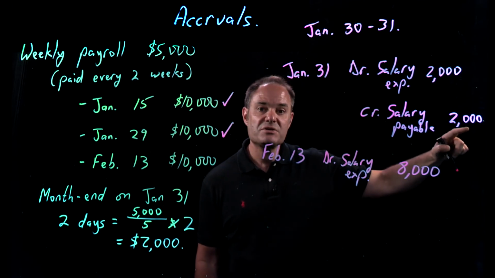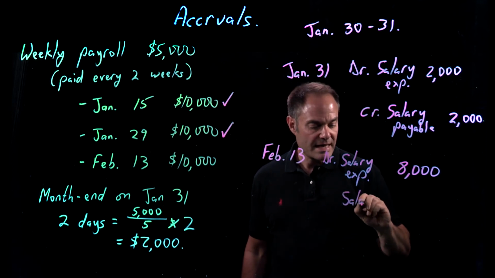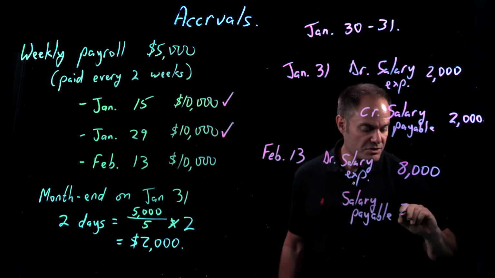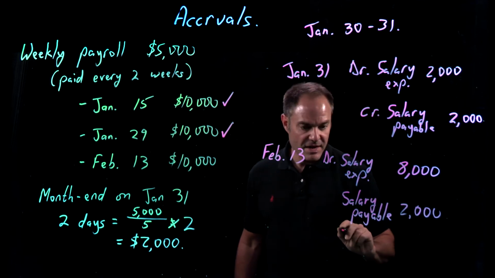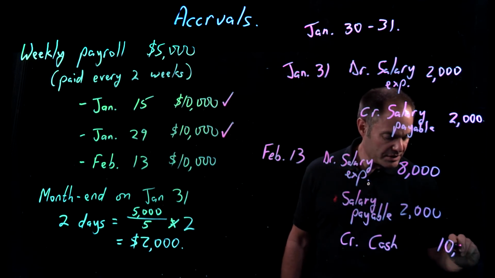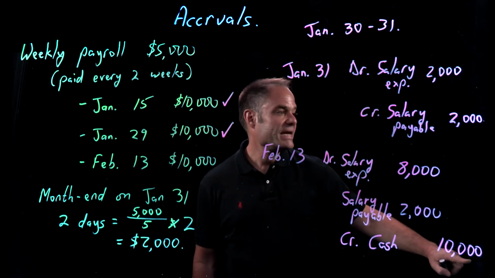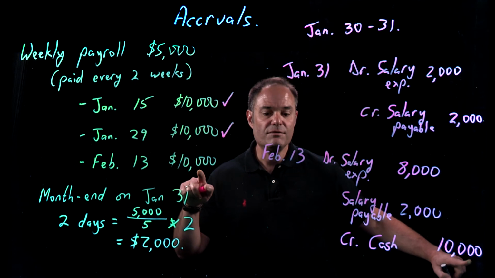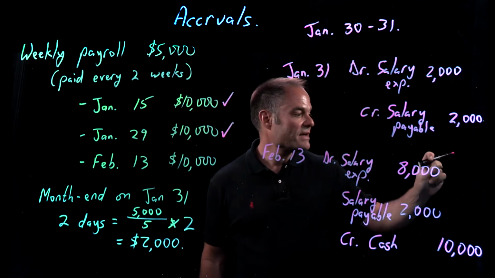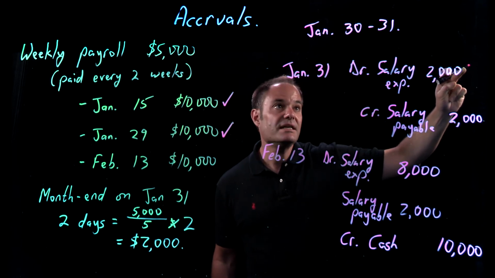Of course, the company also has to pay out its employees. Remember, it owes them $2,000. It's going to pay them now. So we're now going to debit salary payable $2,000. And finally, we're going to credit cash $10,000. So from the employee's point of view, all they know is that they got their regular payday here of $10,000 on the day it was due, February 13th. From the company's point of view, that $10,000 consists of $8,000 of expense in the month of February and $2,000 of expense in the month of January.